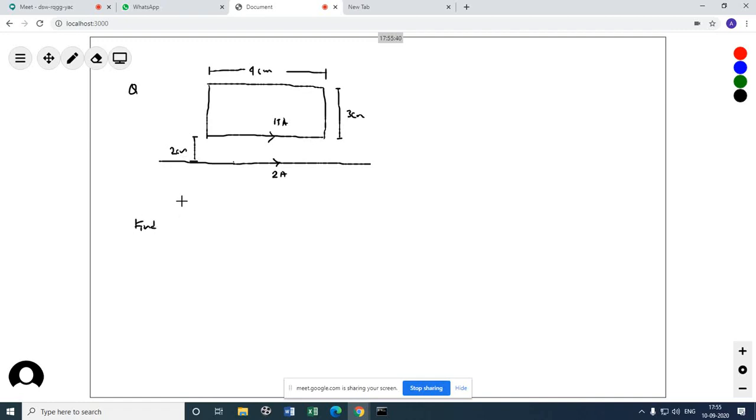How much is the current in the first loop? First rectangle? 15 amp. No, let me make this 20 amp, because that is 15 amp. This is, let's say, 20 amp. Find the net force on the loop. On the loop. Can you find?